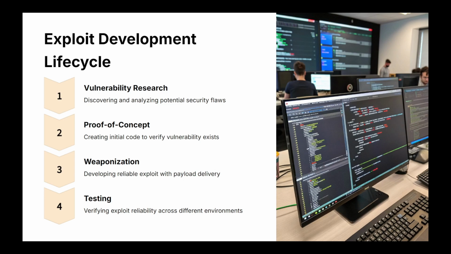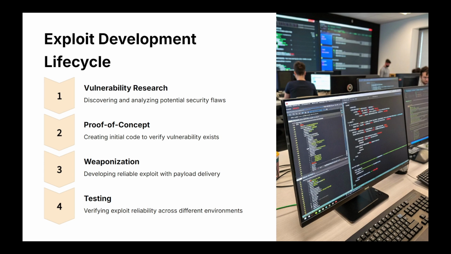Once the vulnerability is identified, the next step is creating a proof of concept, or POC. This is a small piece of code designed to demonstrate that the vulnerability is real and can be triggered. It's usually not fully weaponized, just enough to validate the issue. If the POC works, the exploit moves into the weaponization phase. This involves refining the code to make it reliable, stable, and also capable of delivering a payload, whether that's gaining remote access, executing commands, or exfiltrating data.